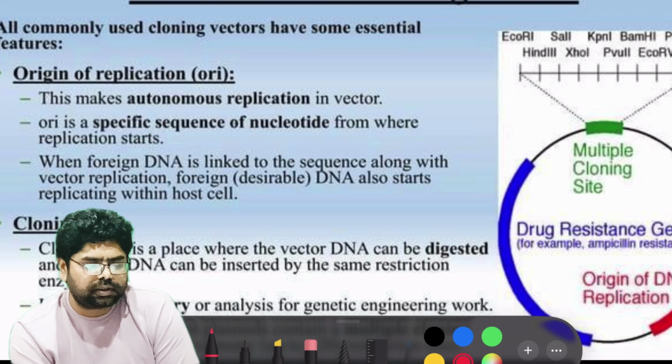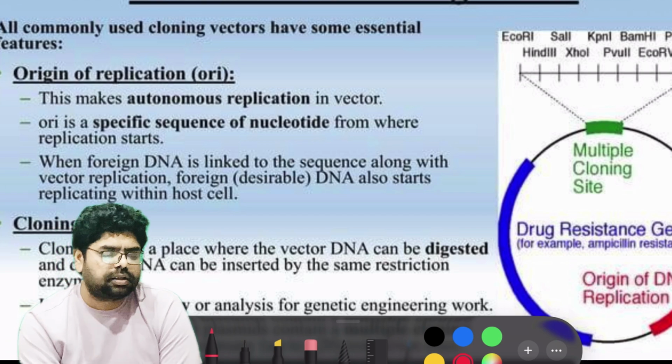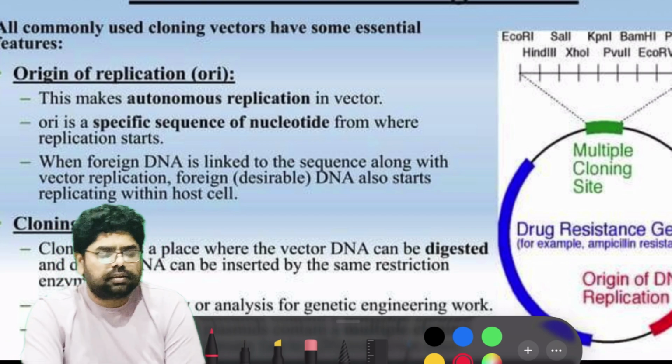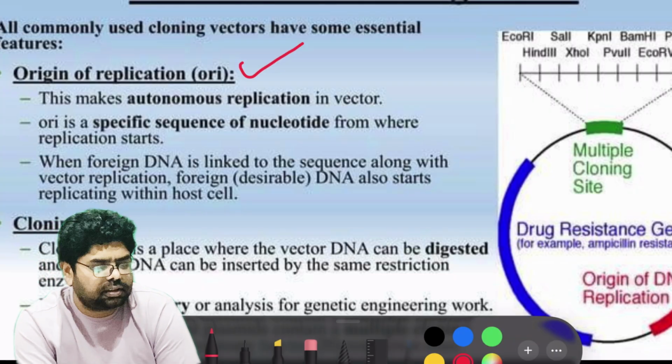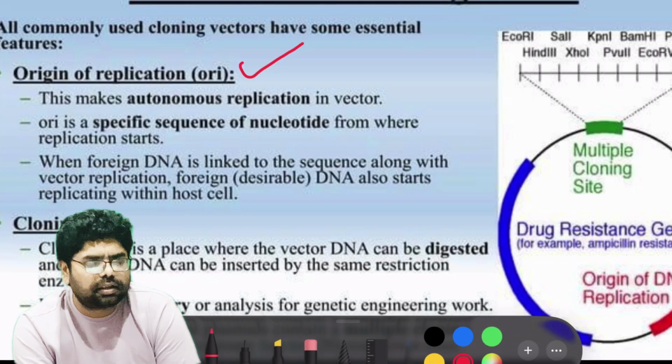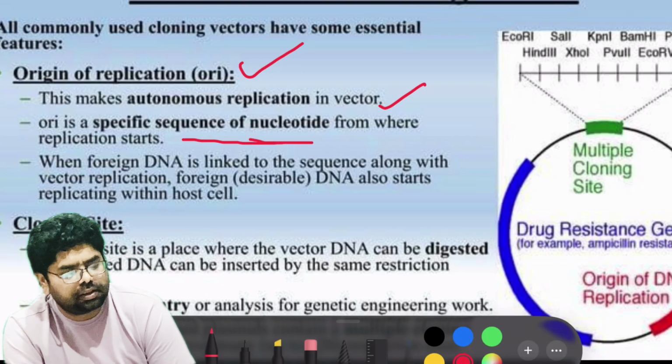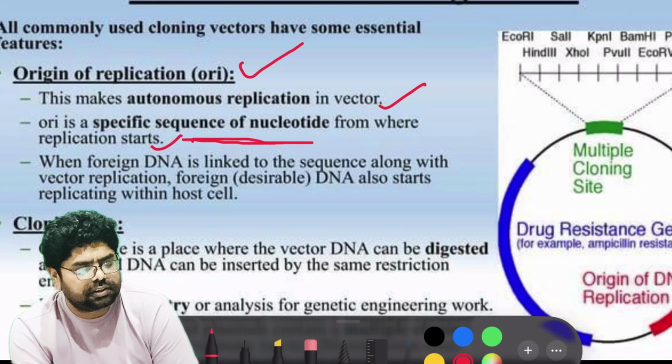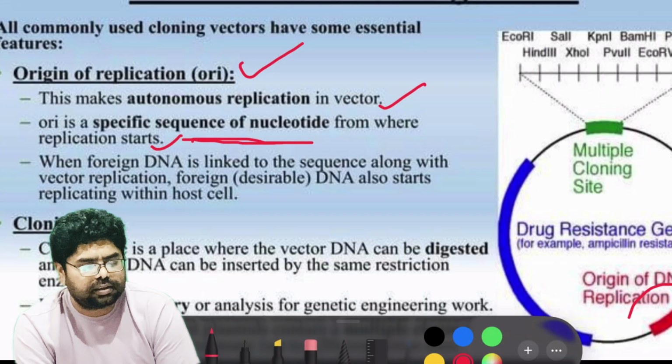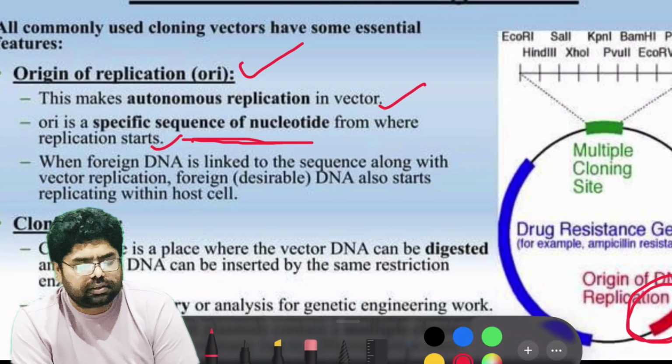Now let's see the features of cloning vectors. All commonly used cloning vectors have some essential features, like the origin of replication, as we have already discussed. This makes autonomous replication possible in the vector. The origin is a specific sequence of nucleotides from where replication basically starts.